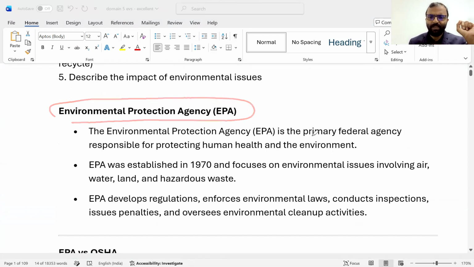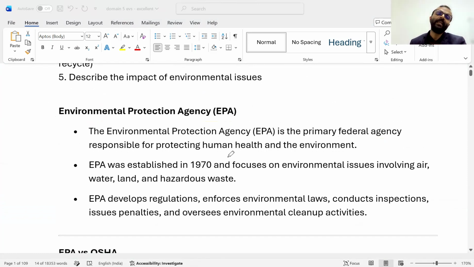The Environmental Protection Agency, EPA, is the primary federal agency responsible for protecting human health and the environment. So EPA is very important. It comes under federal agencies, established in 1970, though you don't need to remember that, and it focuses on environmental issues involving air, water, land, and hazardous waste. For all the environmental problems, who is responsible? EPA is responsible. That is a very important question, and we will see how they ask it.